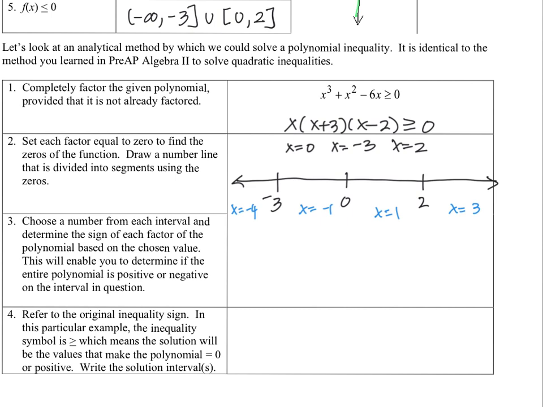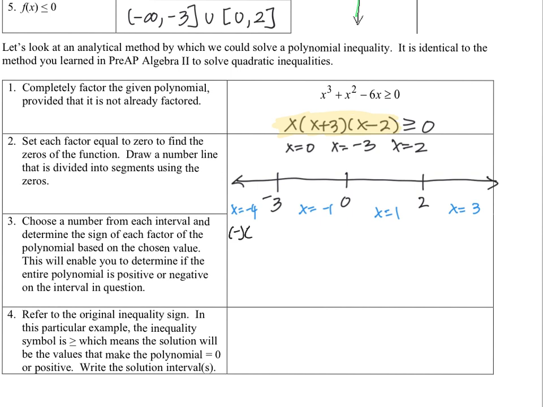So when I'm looking at this part, the factored form, I'm trying to tell what sign that would be. If I plug in negative 4, then that first one would just be negative 4, obviously.